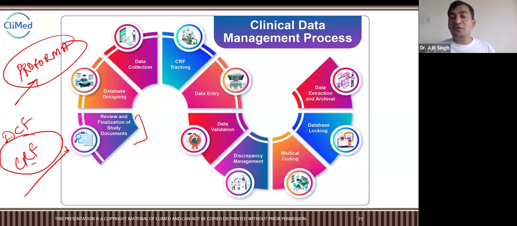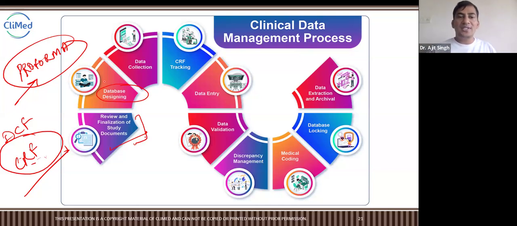CDM people start working from the first stage, where they review and finalize the study documents like CRF and protocol forms, and then based on that they design the database, the electronic data capture. They design the electronic data capture forms, like in RMS or RevMan or REDCap. They create the entire design and give access to every site or every investigator, where they keep those things in the electronic data capture format, right?